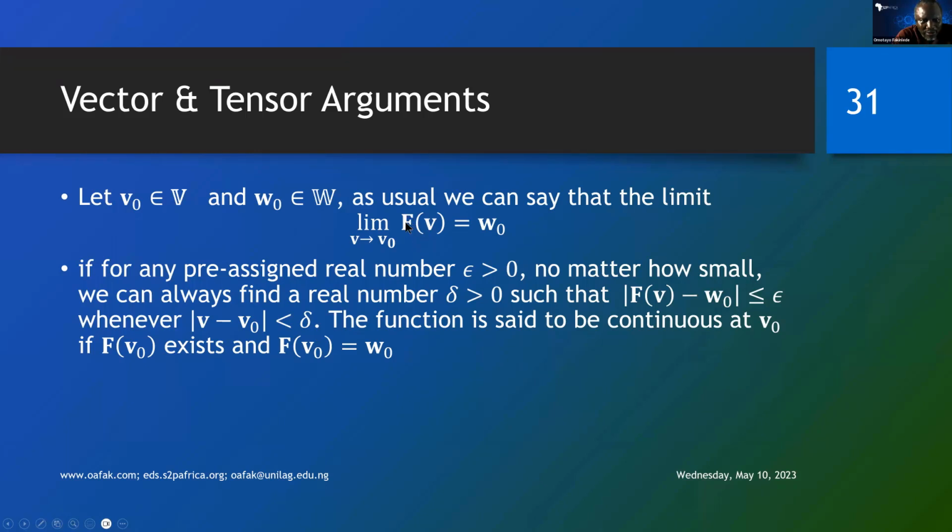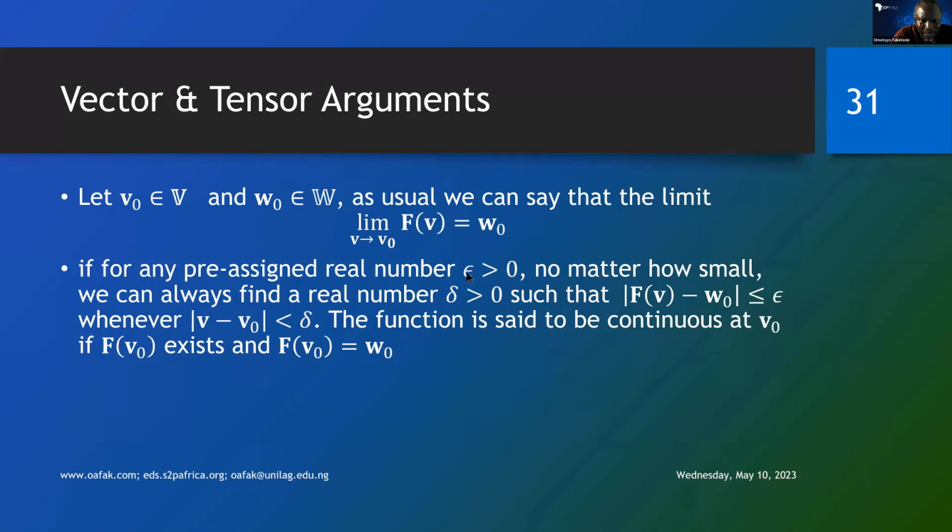But in this case, we are talking of a vector function of a vector argument is equal to W naught. Means if for any pre-assigned real number, we are still dealing with pre-assigned real numbers, even though we are no longer in the real space, because what we are going to use to compare will be magnitudes. So the magnitudes are real, even though we are talking of vectors.